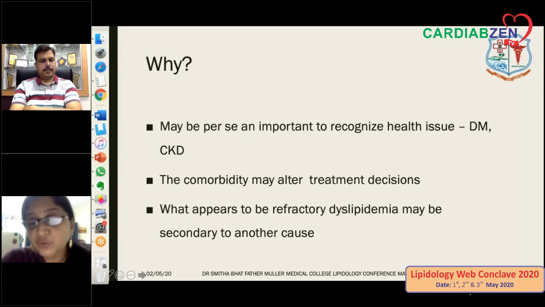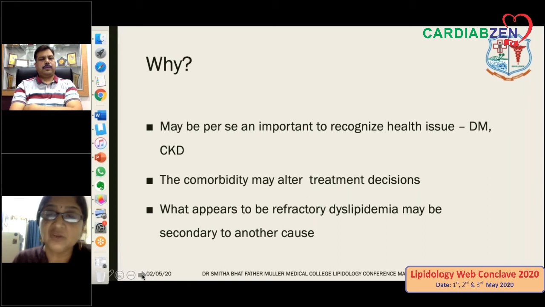Another important thing to know is, when you start treating the patient, they don't respond. So then you think, okay, is it a refractory dyslipidemia? But in fact, that refractory dyslipidemia may be secondary to another cause. Something which immediately comes to mind is alcohol abuse. So this is why it's important to recognize causes of secondary dyslipidemia.